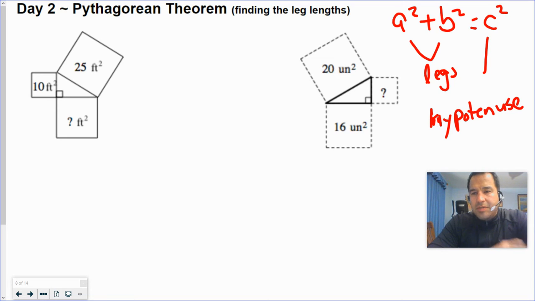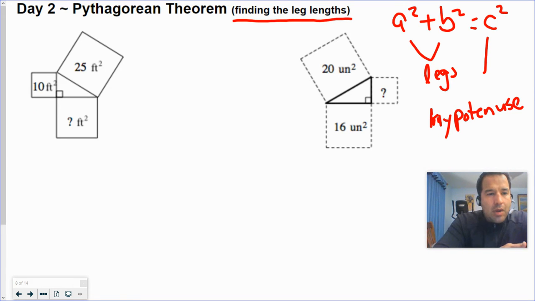Okay, a squared plus b squared equals c squared, where a and b are the legs and c is the hypotenuse. Again, the legs are the two shorter sides of a triangle. They're always adjacent or touching the right angle. The hypotenuse is always the longest side of the triangle, and it is always opposite the right angle. So yesterday we worked on finding the hypotenuse when you had two legs. Today, as it kind of gives you a hint here, we're finding the leg lengths.